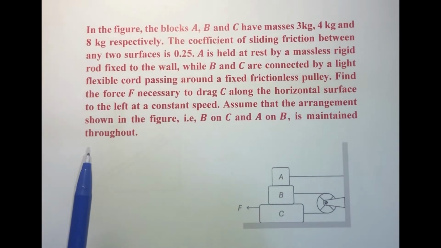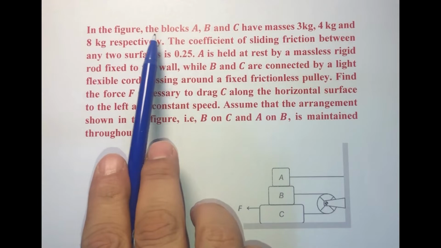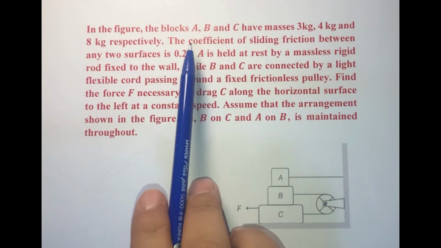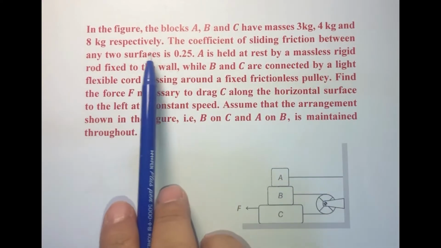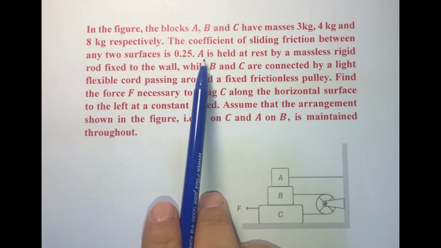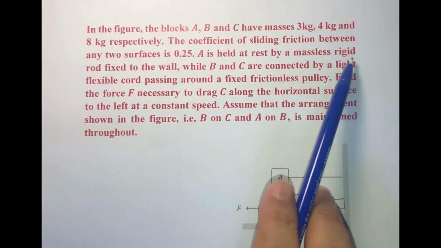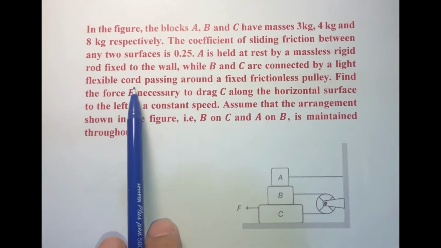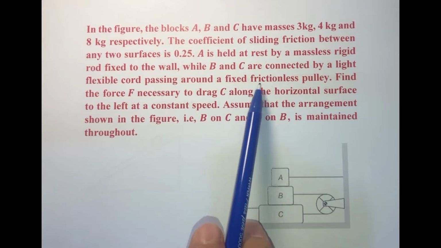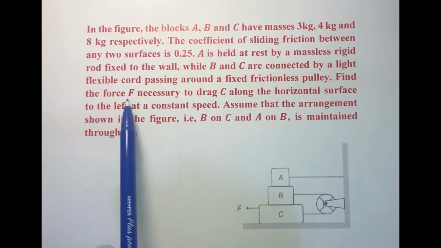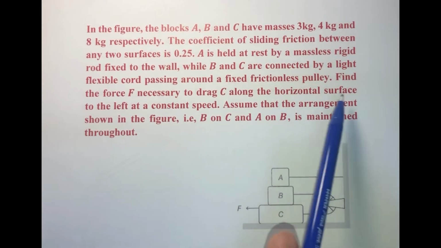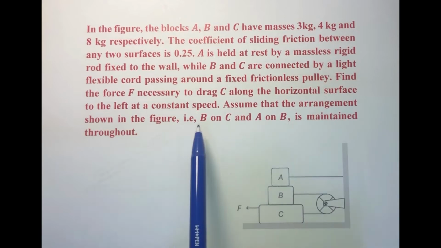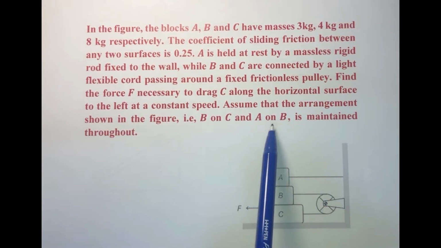Hello friends, today's question. In the figure, blocks A, B and C have mass 3 kg, 4 kg and 8 kg respectively. The coefficient of sliding friction between any two surfaces is 0.25. A is held at rest by a massless rigid rod fixed to the wall, while B and C are connected by a light flexible cord passing around a fixed frictionless pulley. Find the force F necessary to drag C along the horizontal surface to the left at a constant speed. Assume that the arrangement shown in the figure, that B on C and A on B, is maintained throughout.